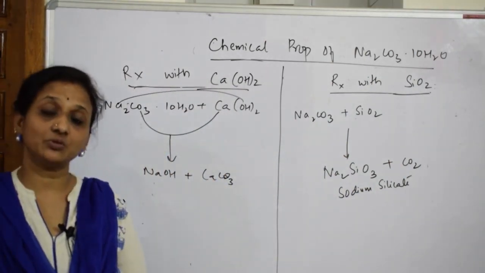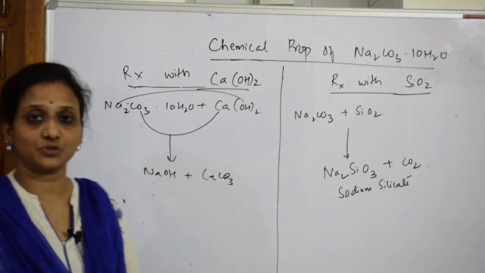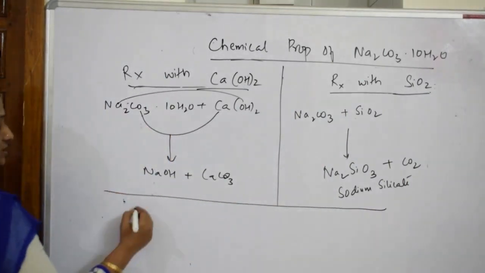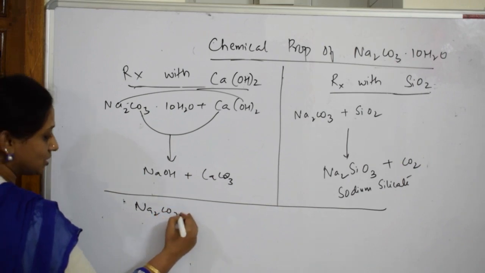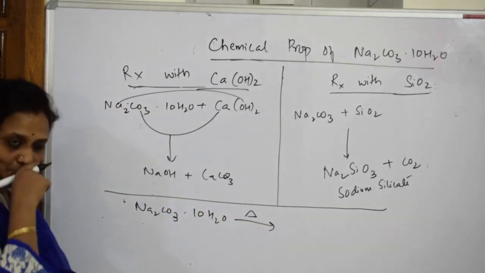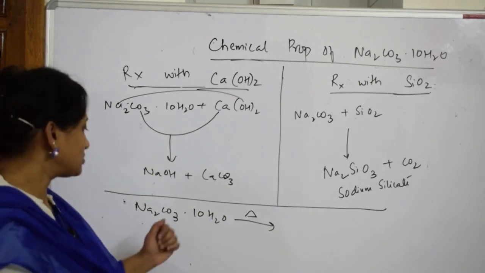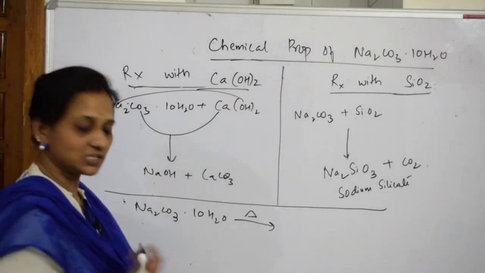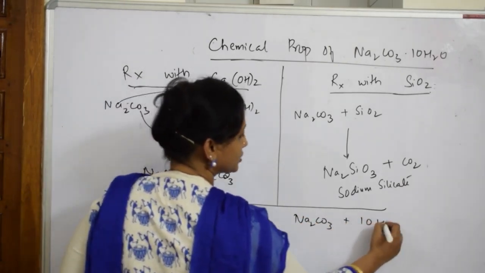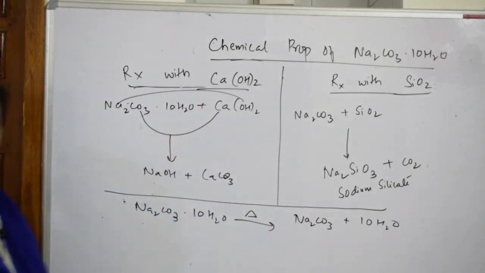That is what happens when you decompose washing soda. What is that? Suppose if you are trying to decompose this Na2CO3.10H2O, washing soda, when you are heating this, we very well know the simplest reaction. It's going to further decompose and this water of crystallization evaporates. What are you left with? You are left with Na2CO3 plus 10H2O. This is a simple decomposition reaction.